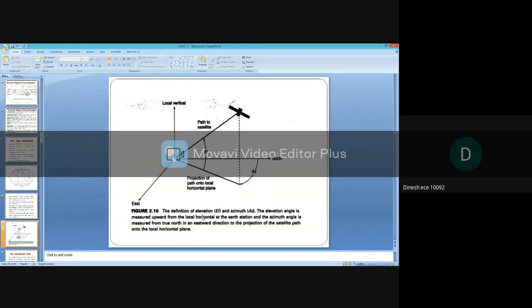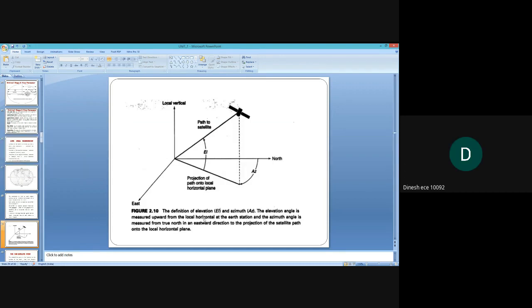So the definition of elevation EL and azimuth AZ: the elevation angle is measured upward from the local horizontal at the earth station, and the azimuth angle is measured from true north in an eastward direction to the projection of the satellite path onto the local horizontal plane.